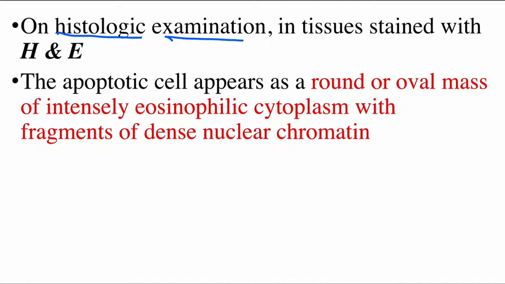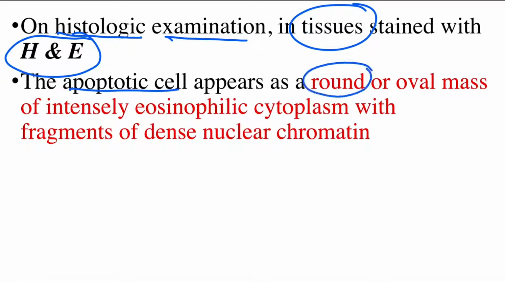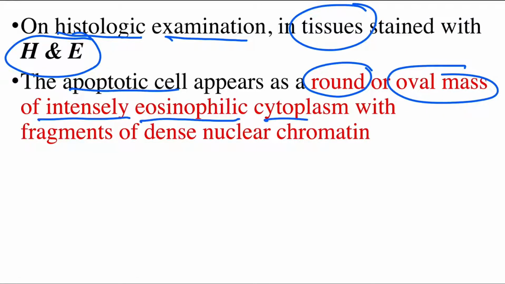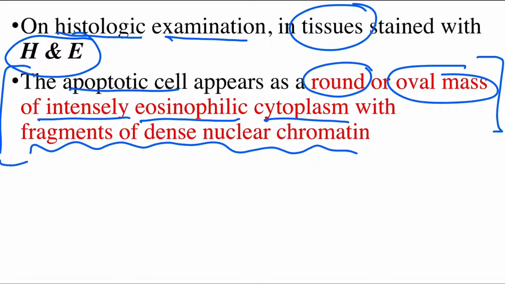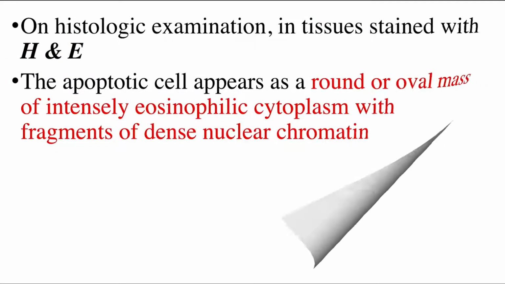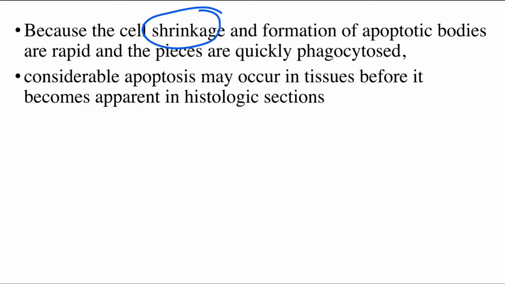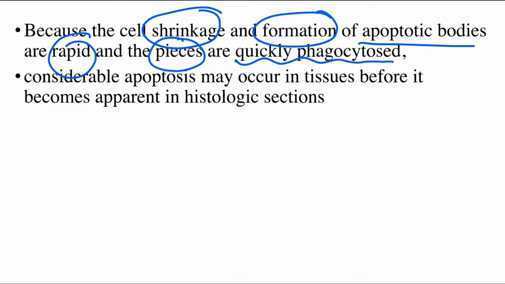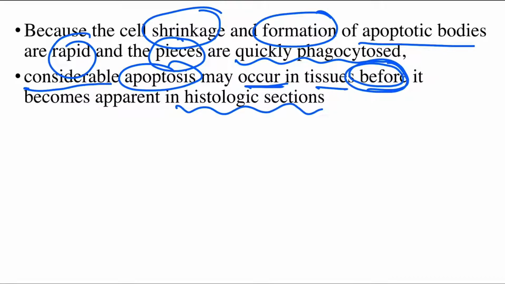If we do the histological examination in tissues which are stained with hematoxylin and eosin, the apoptotic cell appears as a round or oval mass, intensely eosinophilic cytoplasm is seen, and fragments of dense nuclear chromatin are seen. Remember these 3 points, because in a few minutes we are going to see those in the picture. Because the cell shrinkage and the formation of apoptotic bodies are rapid and the pieces are quickly phagocytosed, considerable apoptosis may occur in tissues before it becomes apparent in histological sections. So you can realize how rapid it is.